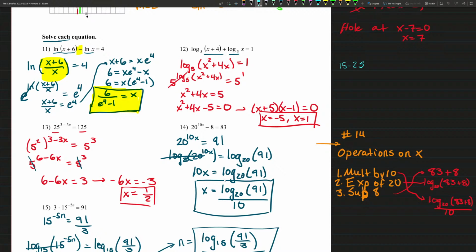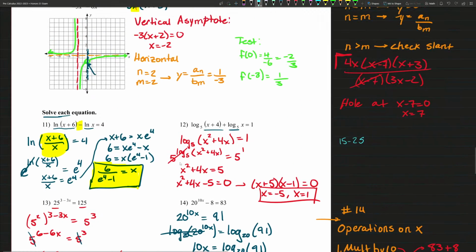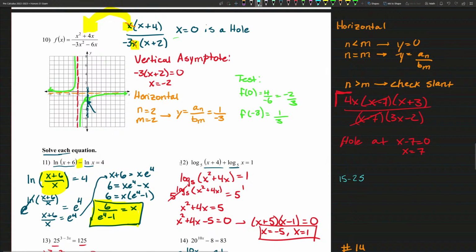What are horizontal asymptotes on number 10? The horizontal asymptote is negative 1/3. The degree of the numerator is 2, the degree of the denominator is 2. Those are equal, which tells us to take the ratio of the leading coefficients. The leading coefficient up top is 1. The leading coefficient on bottom is negative 3. So 1 divided by negative 3 is our horizontal asymptote.